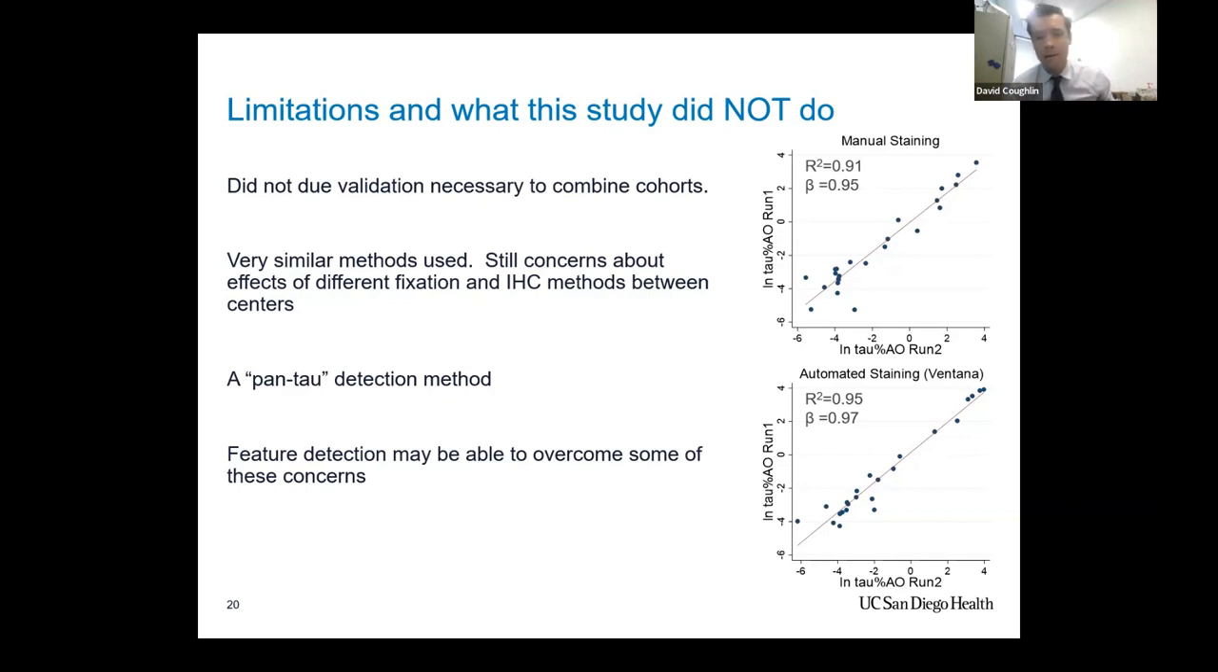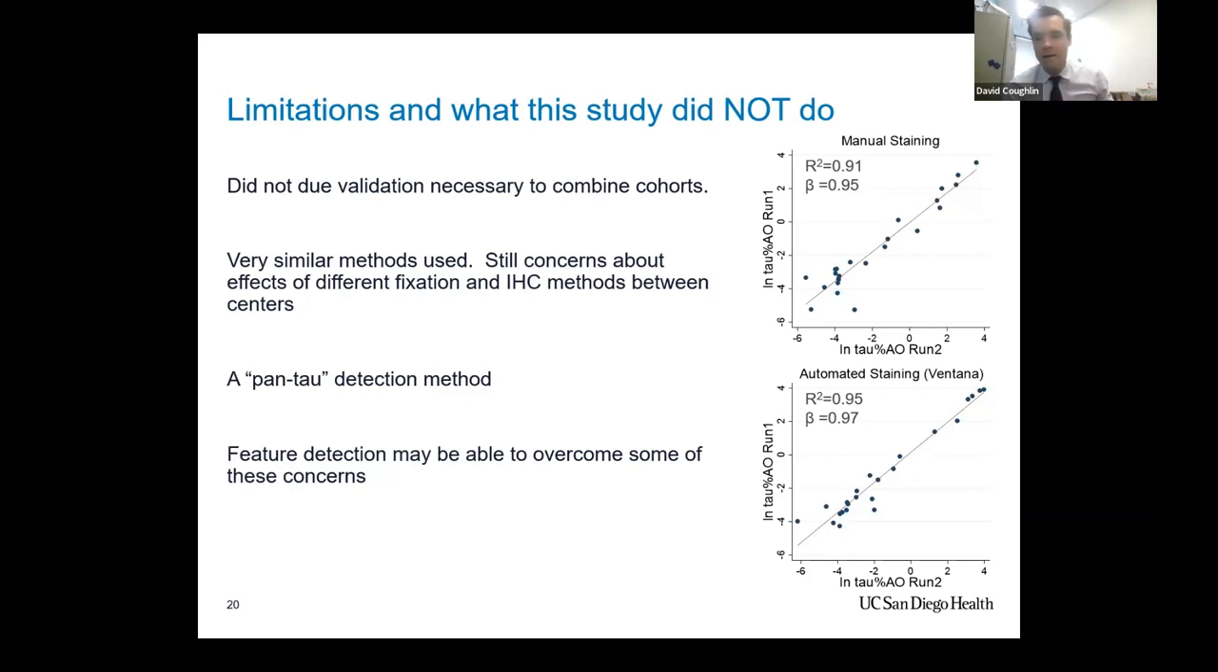At its heart, the percent area occupied number that we're reporting here as our primary outcome variable is a pan-tau detection method. It's not differentiating between different tau features like neurofibrillary tangles versus neuritic plaques. That's actually why we're going to talk to Dr. Koga right now, because their machine learning algorithm does tell different tau features apart.